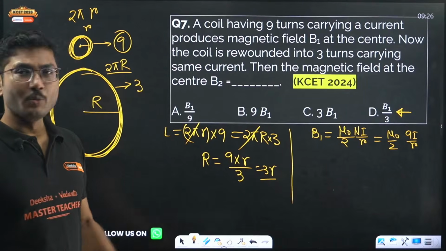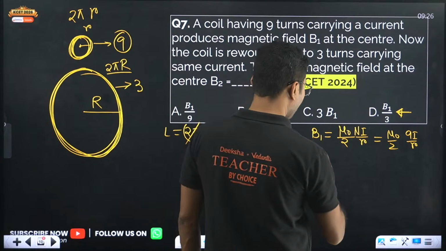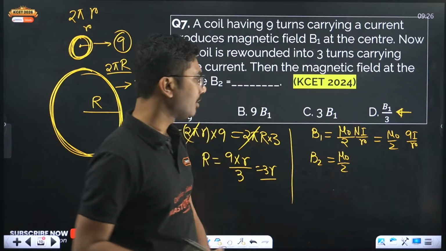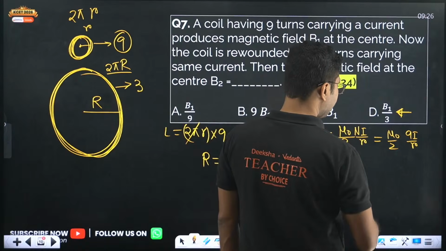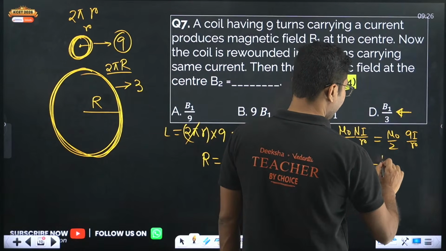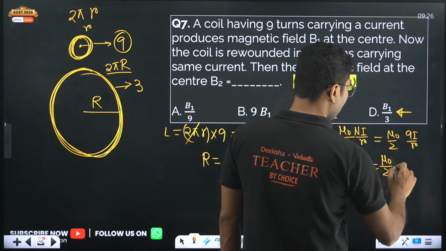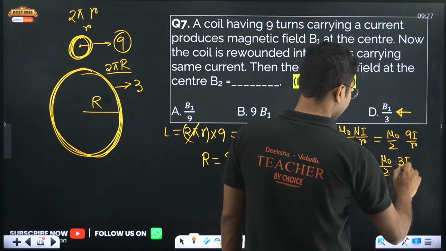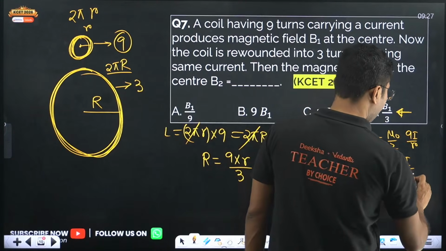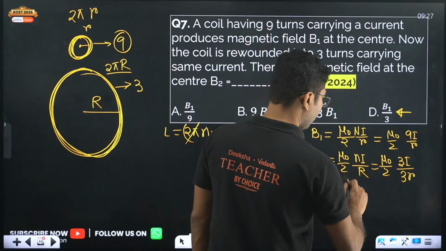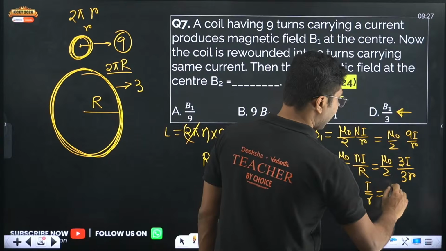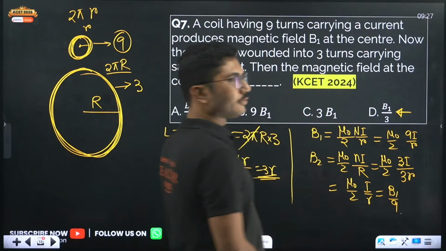Now what is the new magnetic field? The new magnetic field B2 is again the same formula, the constant will remain the same, even if you make a mistake in the constant it does not matter. Now it will be number of turns divided into I divided by the new radius. It will be mu naught by 2, number of turns is 3I divided by the radius, which is also 3r. So I was wrong, the correct magnetic field will be B1 by 9.